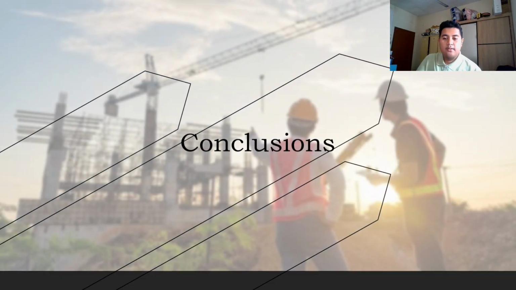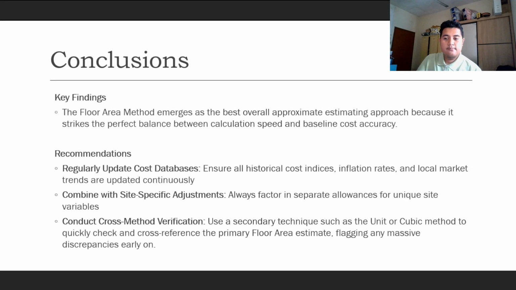Okay, lastly, let's move on to the conclusions. To wrap up my presentation, let's look at the conclusion and the key recommendations. As a key finding, the floor area method emerges as the best overall approximate estimating approach because it strikes the perfect balance between calculation speed and baseline cost accuracy for this type of commercial project. To improve estimating accuracy moving forward, I have three main recommendations.